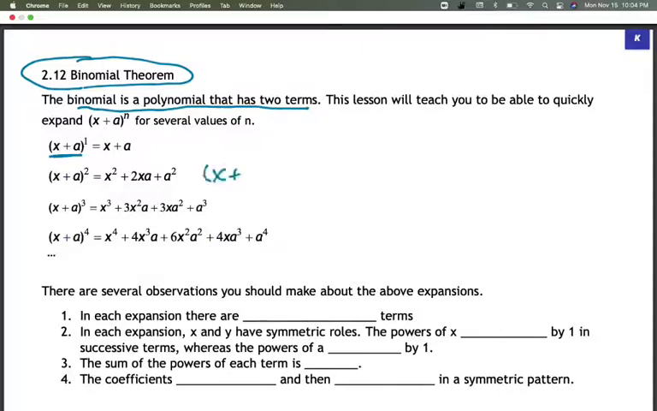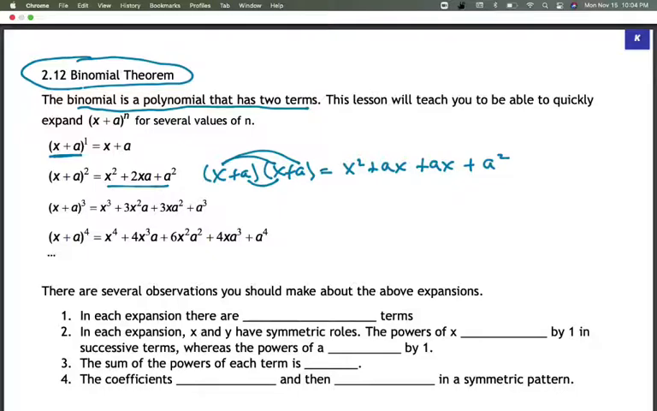When you do x plus a squared, that's like saying x plus a times x plus a. And you want to make sure you distribute that x through here, so you get x squared plus ax, and then multiply it through here, so plus ax plus a squared, which ends up simplifying to be what we have right here.